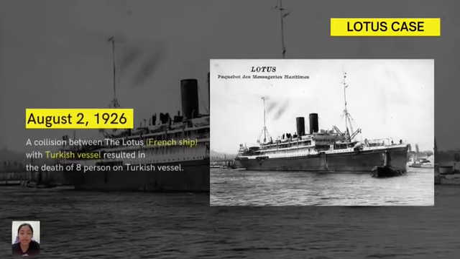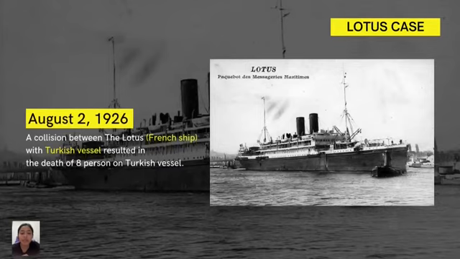The Lotus case concerned a criminal trial which was the result of the 2 August 1926 collision between the SS Lotus, a French ship, and the SS Bozkurt, a Turkish ship, in a region just north of Mytilene, Greece. As a result of the accident, 8 Turkish nationals aboard the Bozkurt drowned, where the vessel was torn apart by the Lotus.